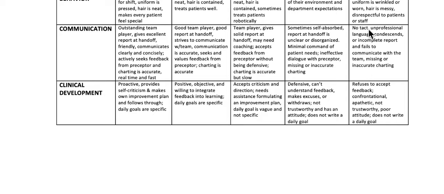Communication is our next area. No tact, unprofessional language, condescending or incomplete report, and fails to communicate with the team, missing or inaccurate charting. This could be a multitude of things. The ABG was not done, or the ABG was not charted, or they didn't even do the assessment, or they are missing information, inaccurate charting. They're rude to people. Then sometimes self-absorbed. They should not be on their phones at any time. They know that. They are only allowed to bring in study materials that they can read.